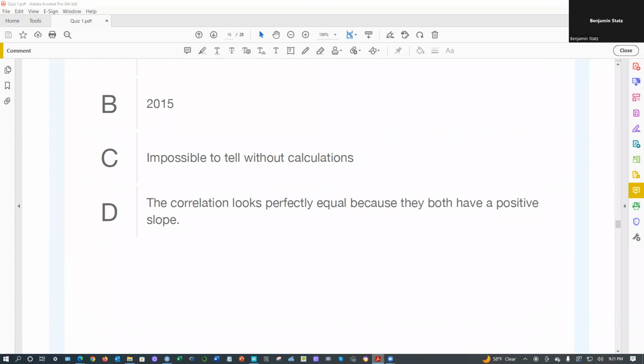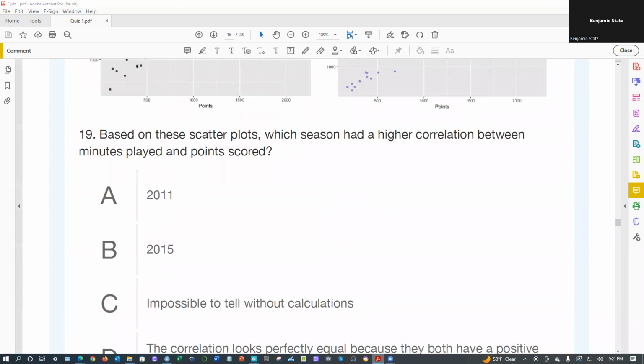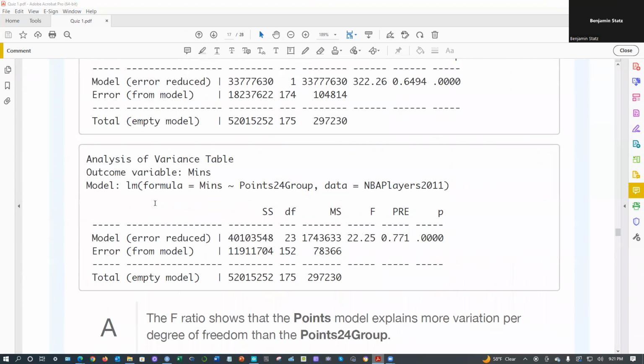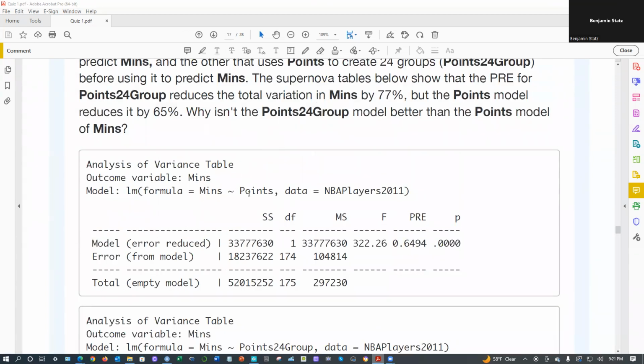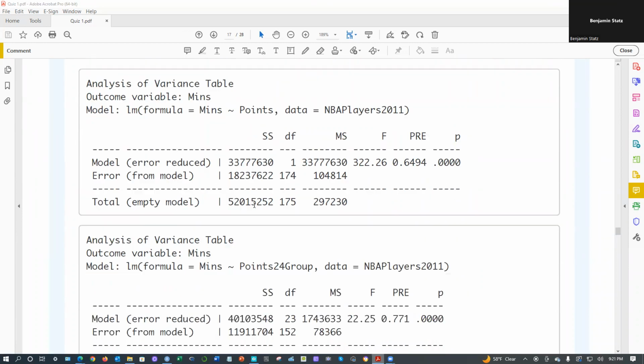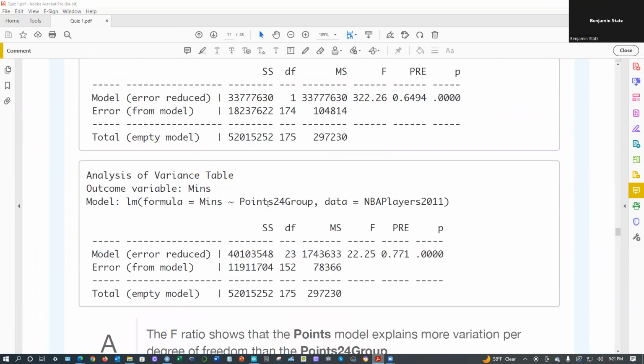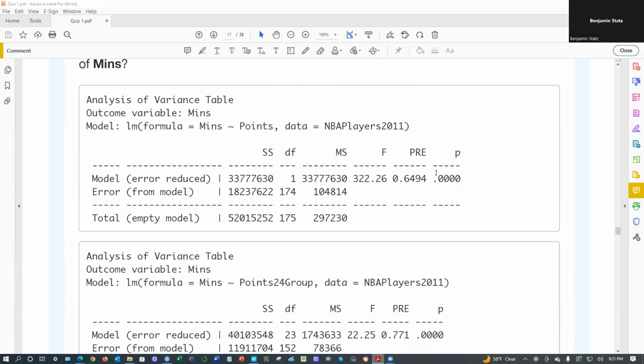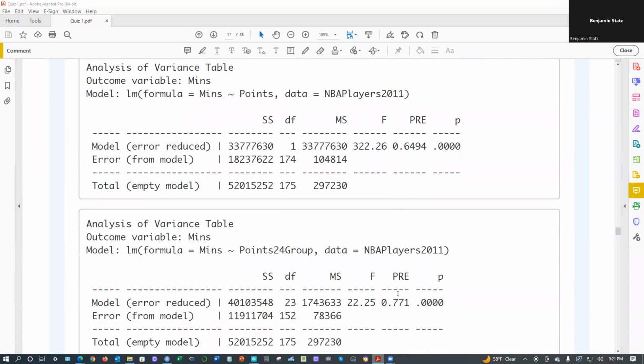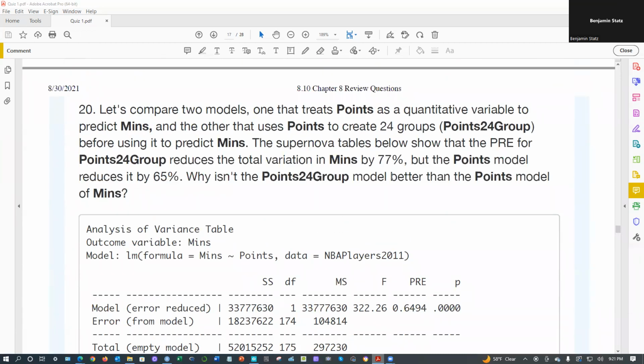So for 2011, we were on number 19. Now we were talking about this one as a quantitative variable, and points as a categorical variable. When we look at this, you saw the values 64%, here 65%, here 77%. The points 24 group reduces the total variation in minutes by 77%, but the points model 65%. Why isn't the 24 group model better than the points model of minutes?